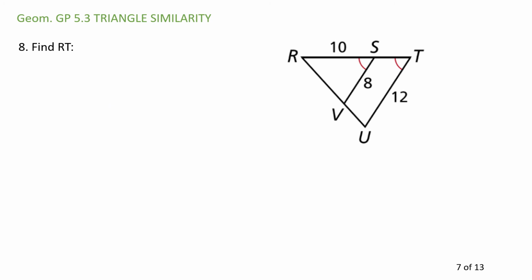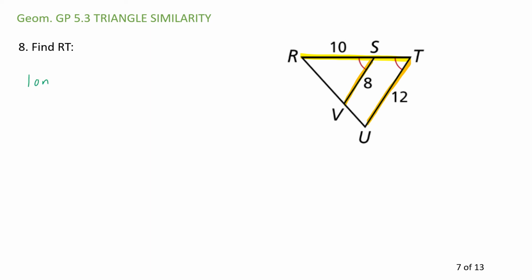How about this one? This one confused me. Find RT. I'm trying to find this entire length here. I'm going to compare it with the shorter sides. So what I'm going to do is, it's kind of hard to describe which one is long and short, but I am going to say the longer of the two sides is to the shorter of the two sides. You just have to be careful about that. We'll do that in green.